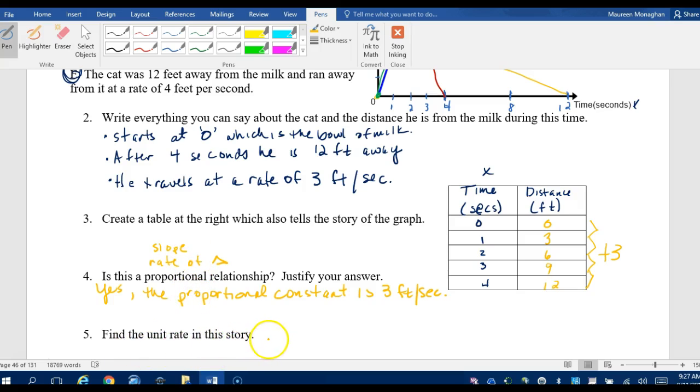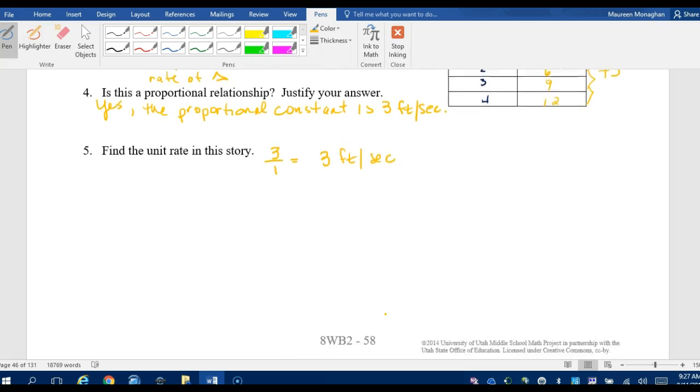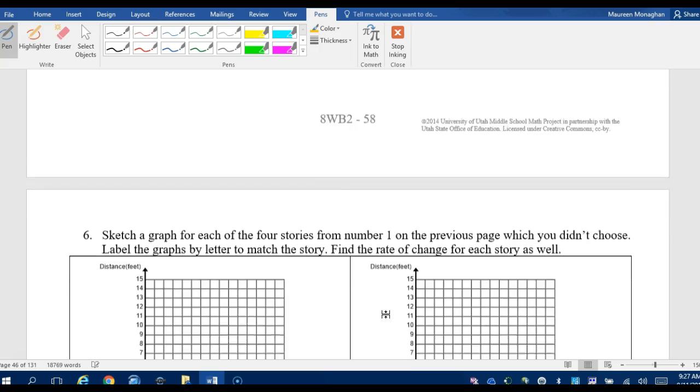Find the unit rate in the story. Well, the unit rate is over 1, so it's 3 over 1. So the unit rate is 3 feet per second. Okay? Let's take a look at our next problem.